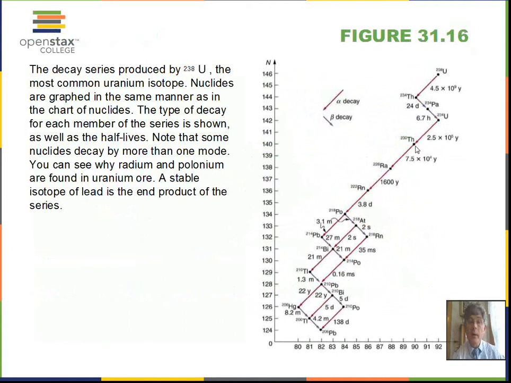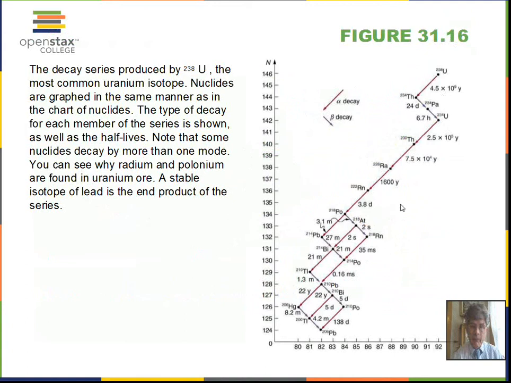But a decay series, and you can see the half-lives, 4.5 times 10 to the 9th, billion years. That's roughly the age of the Earth, the solar system, asteroids, planets, and so forth. And this becomes important when we talk about half-lives and doing radioactive dating. So decay series.